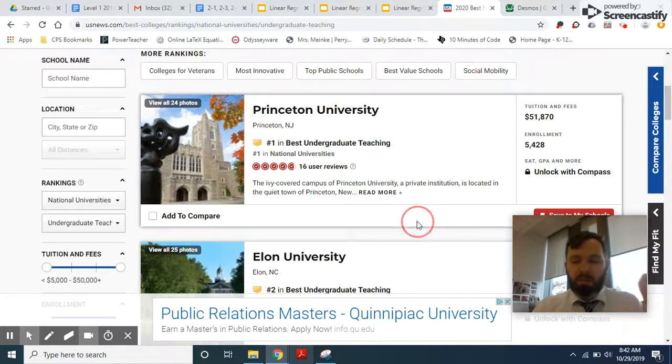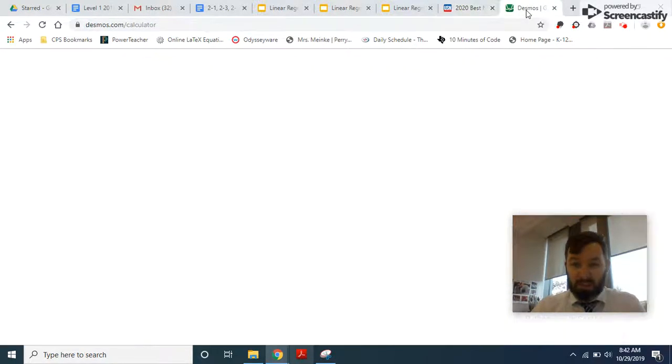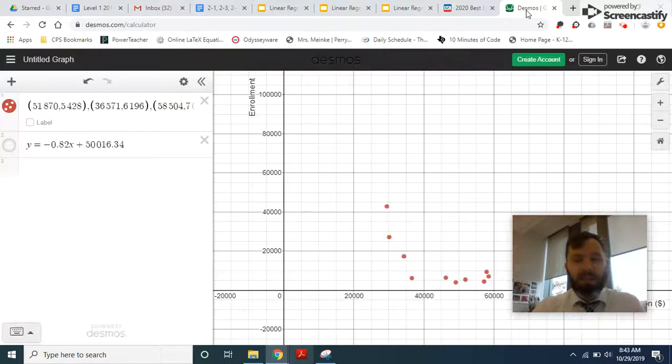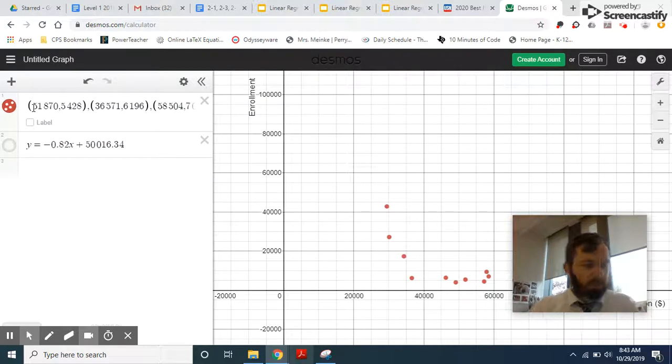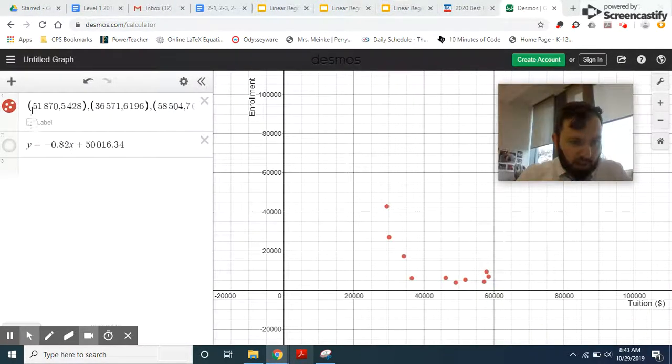So once I had that table, I went to Desmos.com and I inputted these numbers as ordered pairs. The first one was Princeton that had a tuition of 51,870 and an enrollment of 5,428. Enrollment, guys, if you don't know, is the number of people who go to that school. I put in all of my ordered pairs like this, and I separated them with commas. And when I separate them with commas, this is what my graph looks like.